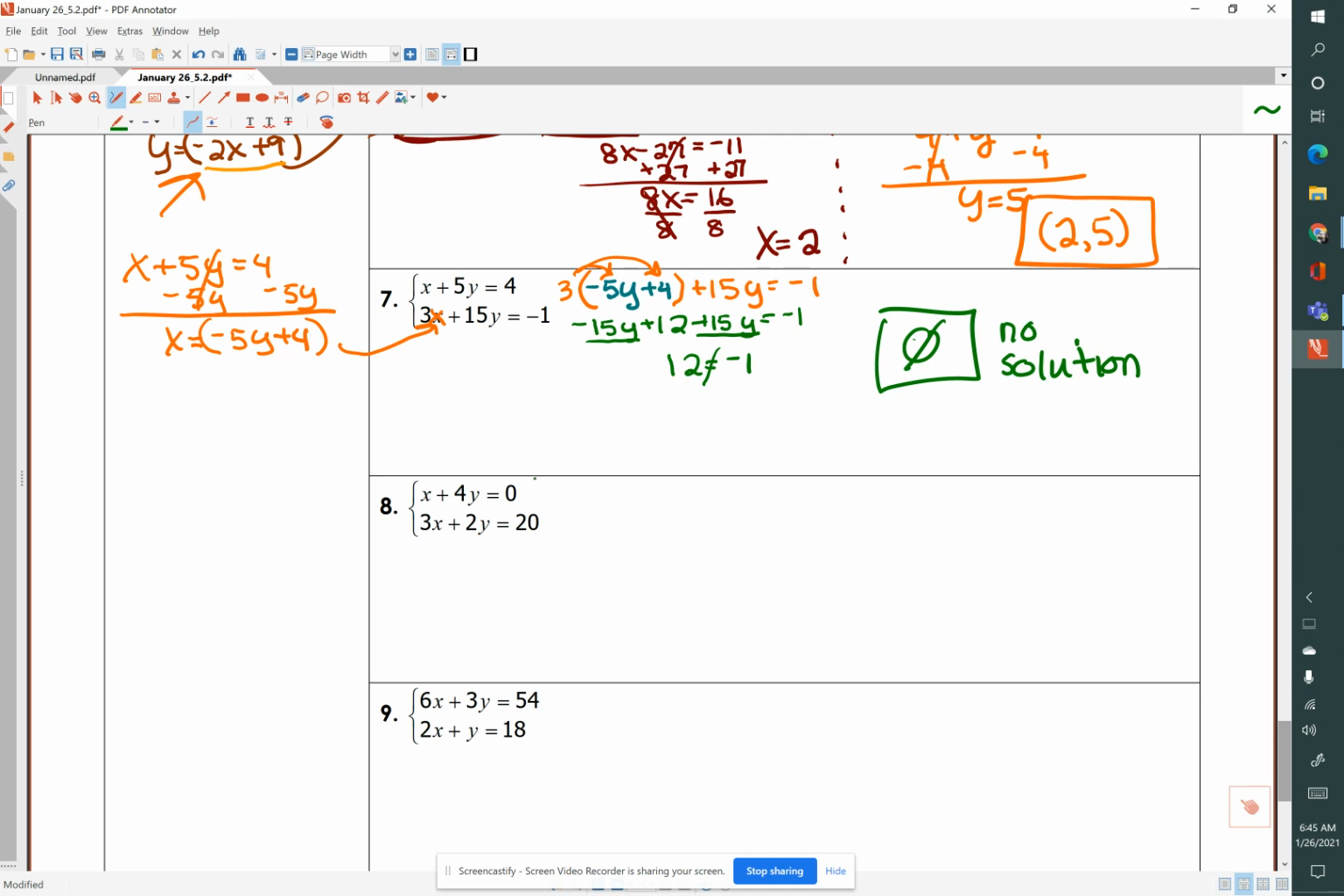Okay, for number 8, I'm going to go ahead and solve this for x. So x plus 4y equals 0. Subtract 4y from both sides, and x equals negative 4y. So now I'm going to take this negative 4y and substitute it where I have x in my problem.